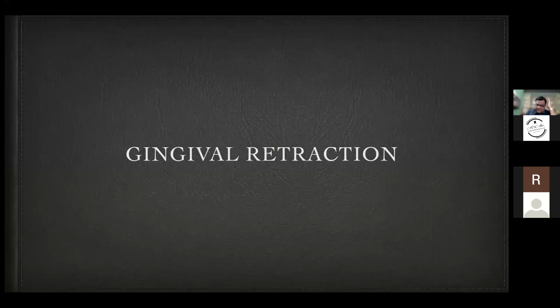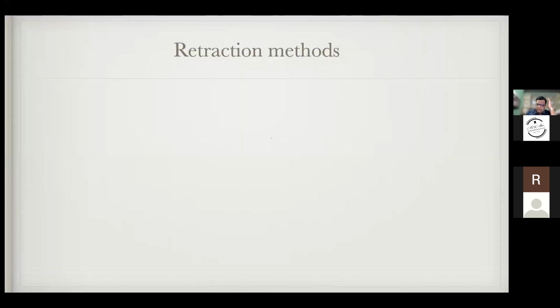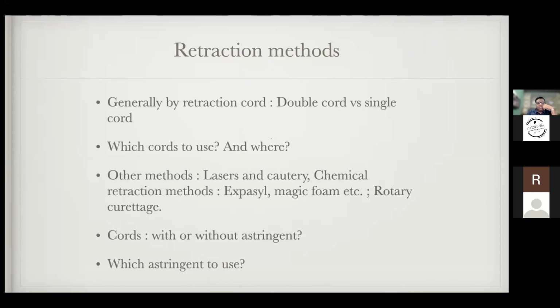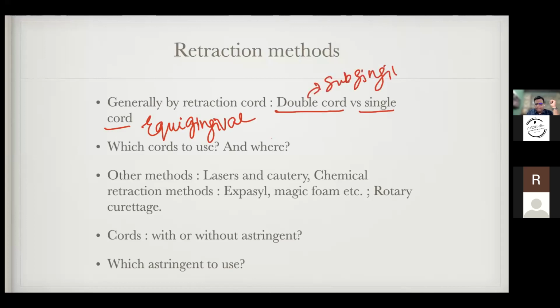Now, the next thing that you will be doing is something called a gingival retraction. It is usually by a single cord if you have an equigingival margin. If you use a double cord, it will be a subgingival margin. But again, you can also use a double cord for an equigingival margin if you want further retraction. The whole idea is to record the emergence also when you are sending to the lab.